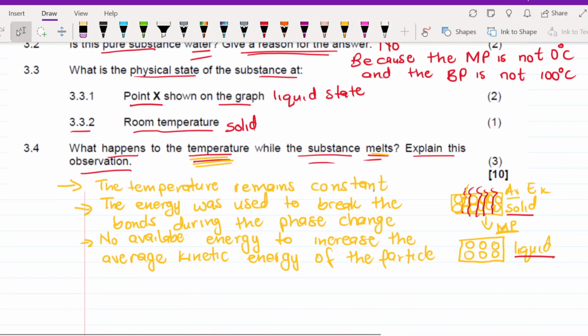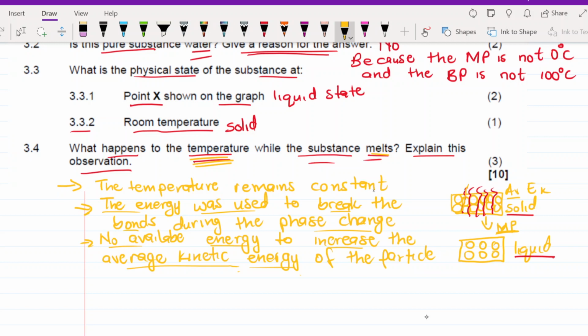So that's why we said at the melting point, all the energy was used to break the bonds during the phase change. And there is no available energy now to increase the average kinetic energy. That's why it is at a constant state for all that time from 5 minutes to 12 minutes. So to get those 3 marks, you must have 3 points.